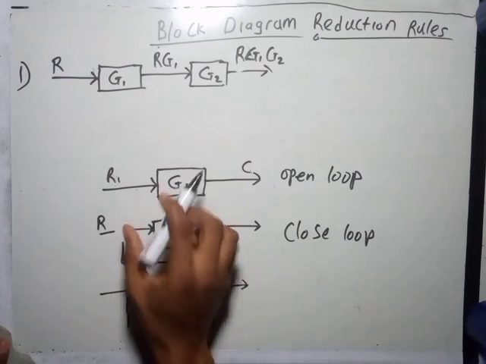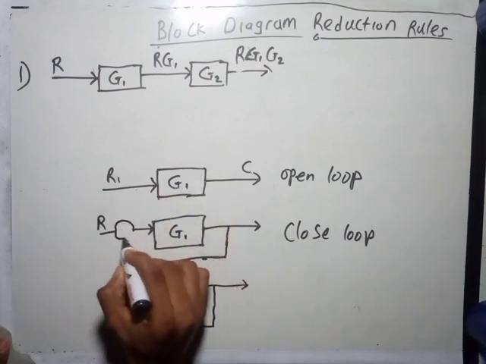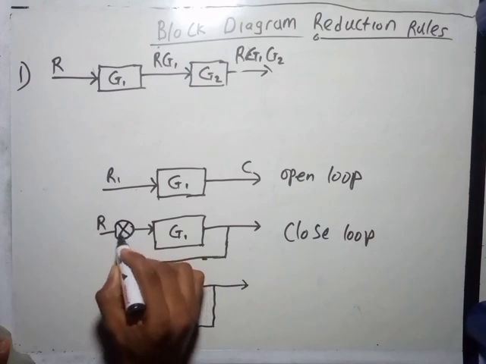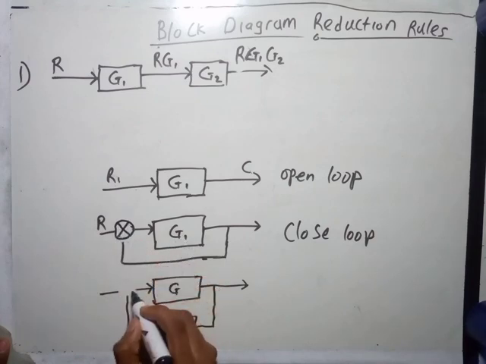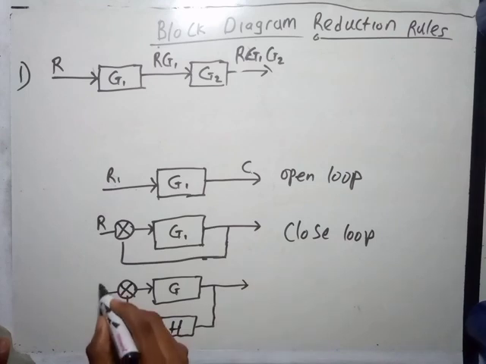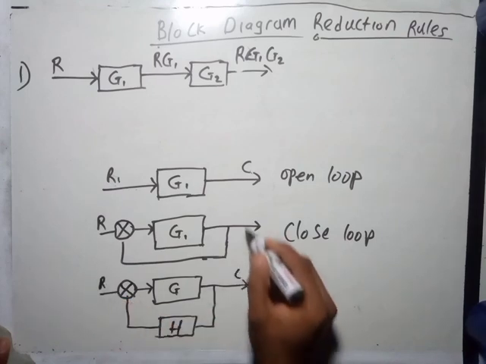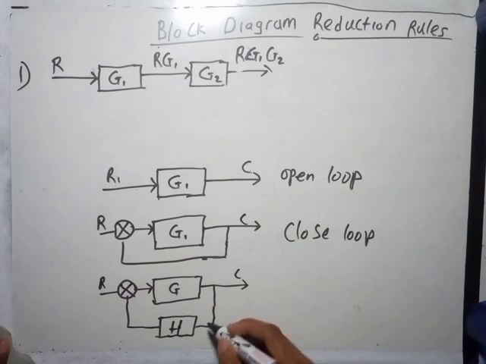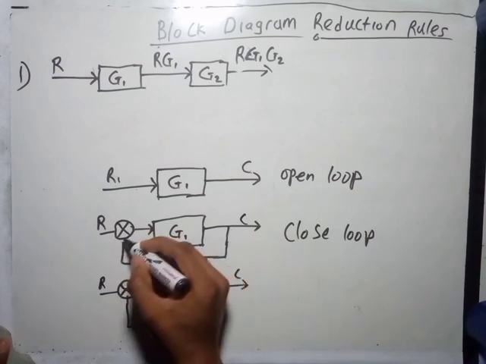Sorry, I made a mistake here. There's always a summing point here. There's a summing point here. So it has another transfer function at the feedback loop. This is your feedback loop.